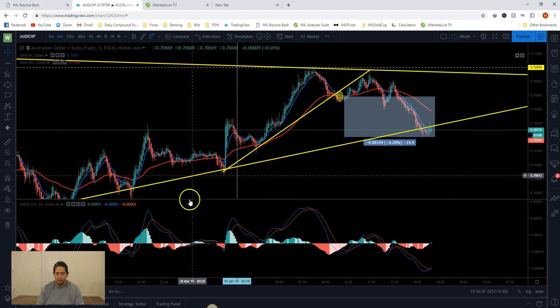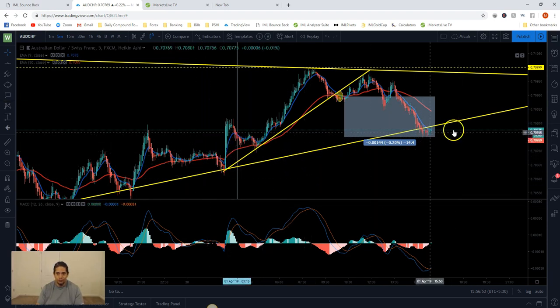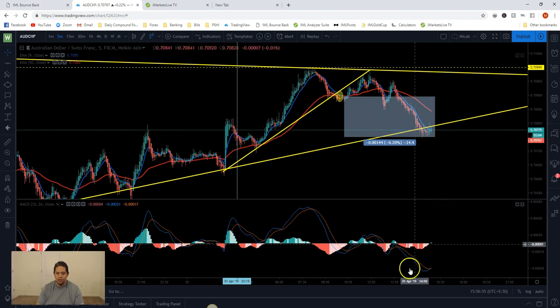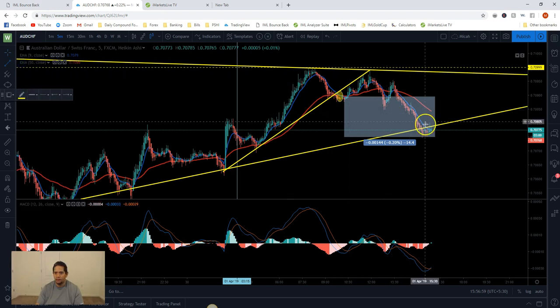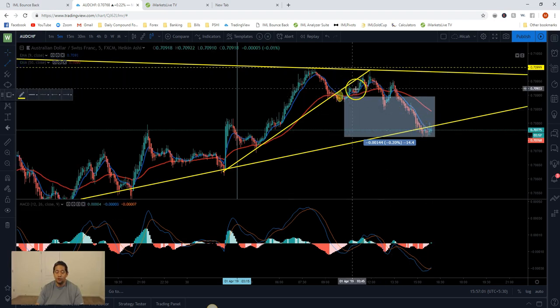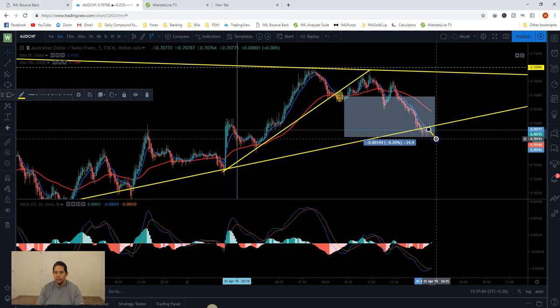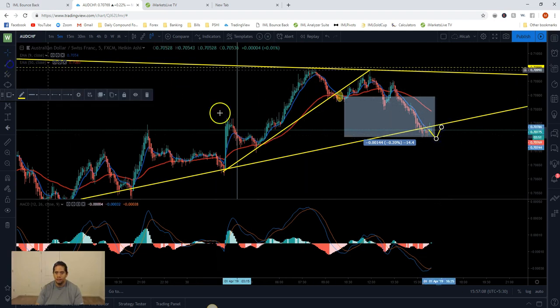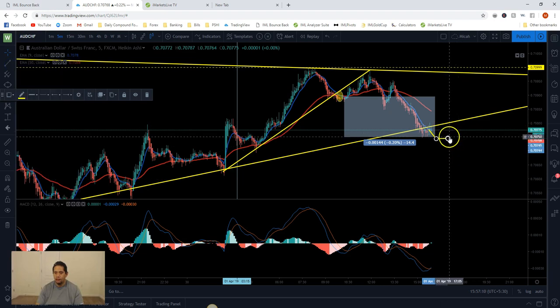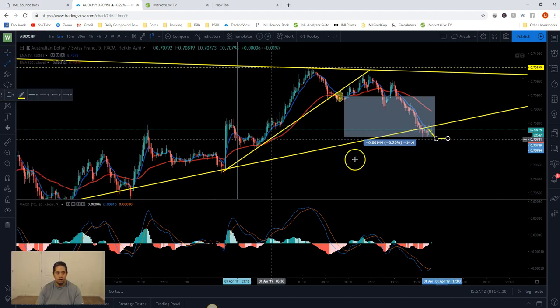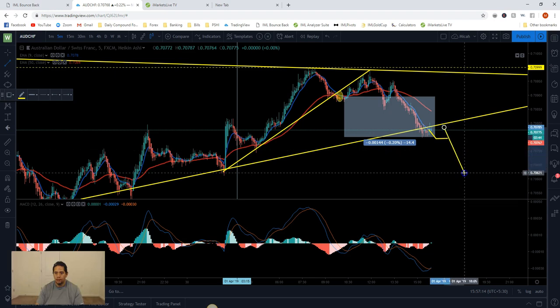So this, you could get in, right? But I'd be cautious. I'd wait for the MACD to come back up. So I'd wait for something like this, right? Because you missed the initial first move. I'd wait for something like this and then back up to retest that trend line and then back down.